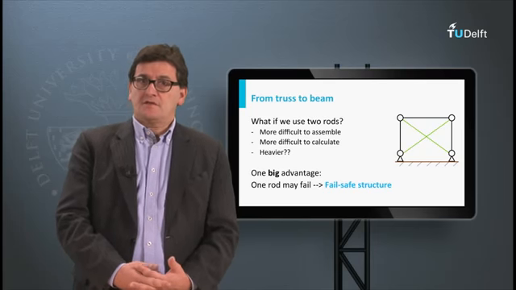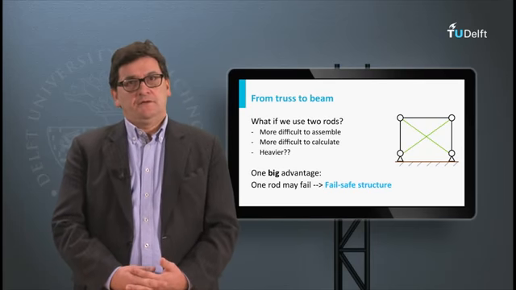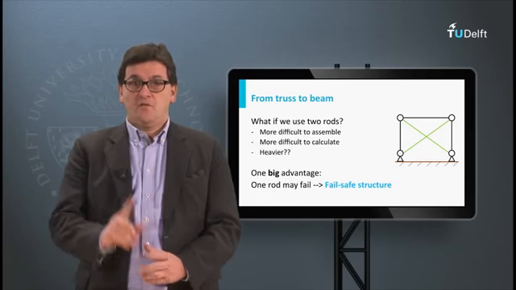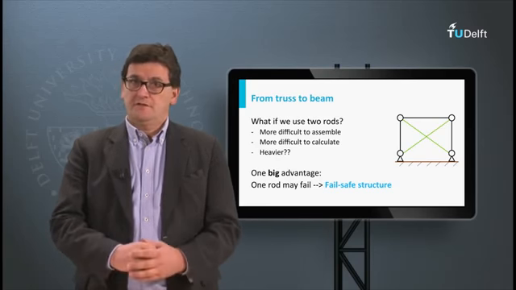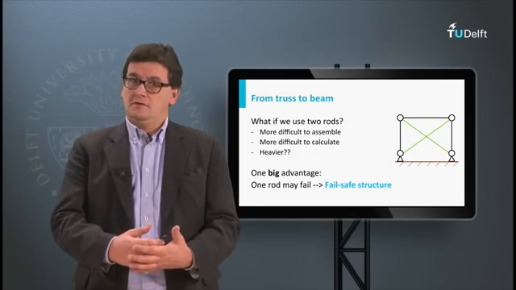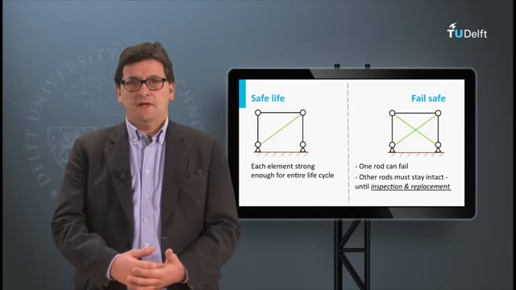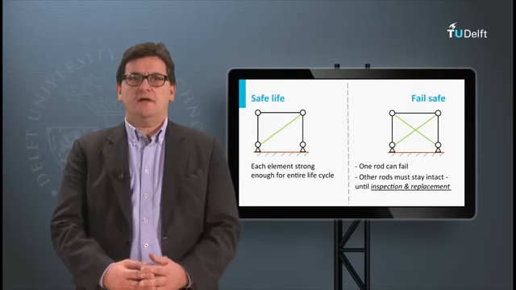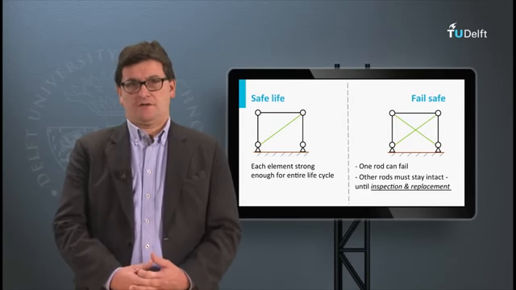But the two diagonals also provide an advantage. The truss has become fail-safe. In other words, if one of the elements fails, the truss is still able to carry the load. Let's compare the two concepts: a truss with one diagonal bar and a truss with two diagonal bars.